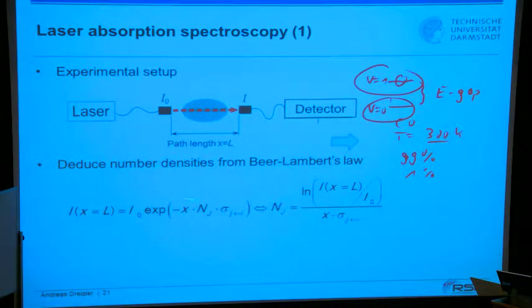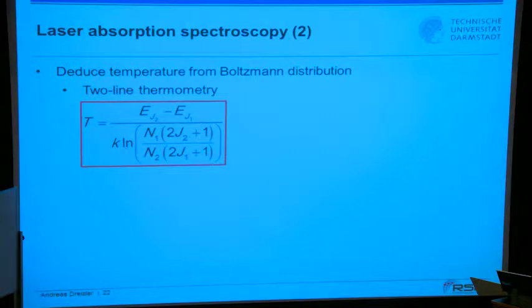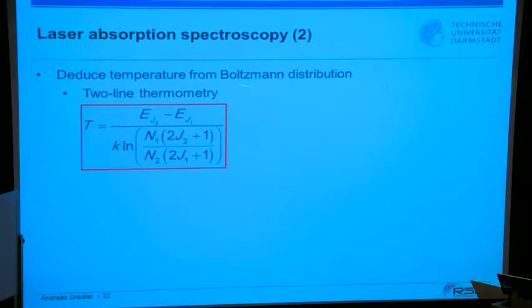And then you can reformulate that Lambert-Beer law such that you resolve for the unknown number density of a molecule in a certain J level. The outgoing and ingoing intensities are known, the length is known, and the cross-section is known. With these measured quantities, you can, without any calibration, deduce the number density of the molecule in a certain J level. And that can be used now in connection with the Boltzmann distribution.